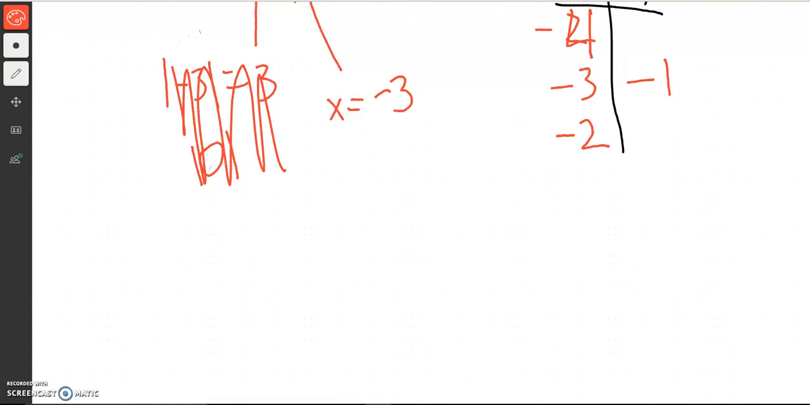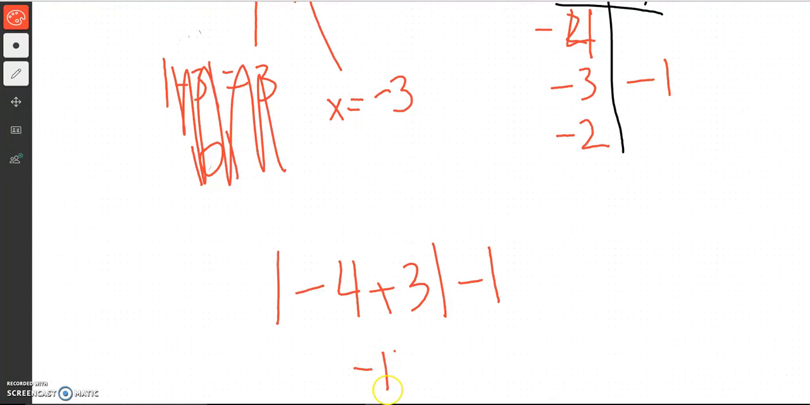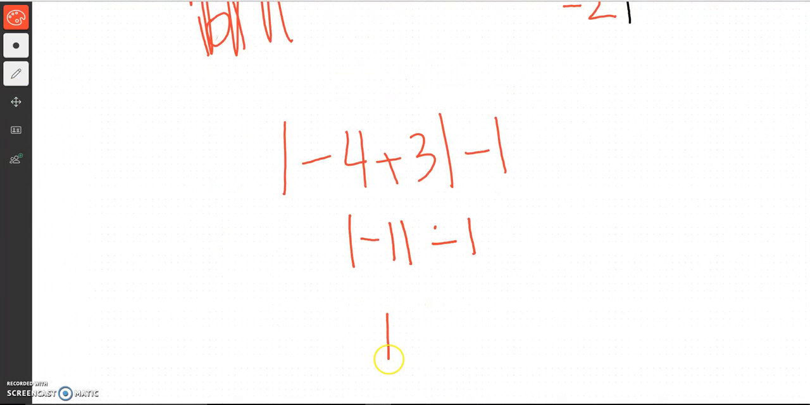So I would have -4 plus 3 minus 1. That would give me -1. The absolute value of -1, though, is a +1. So I'd get 0.